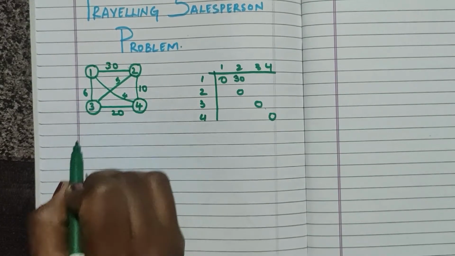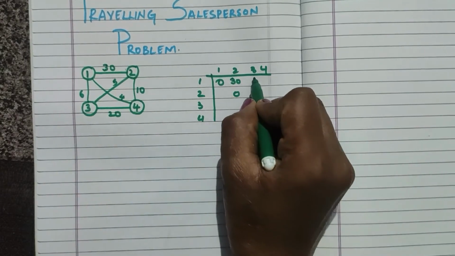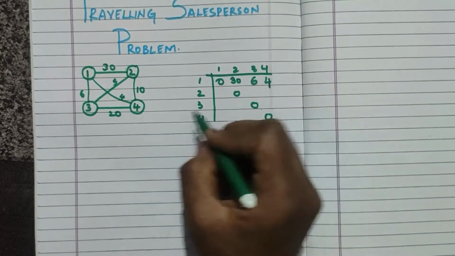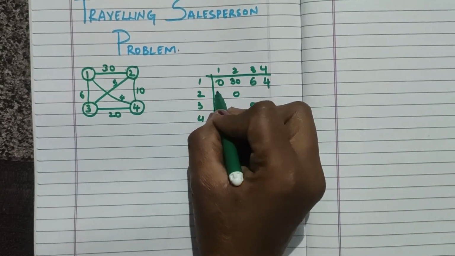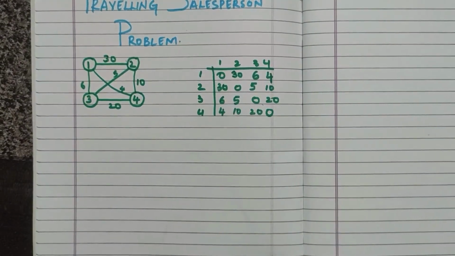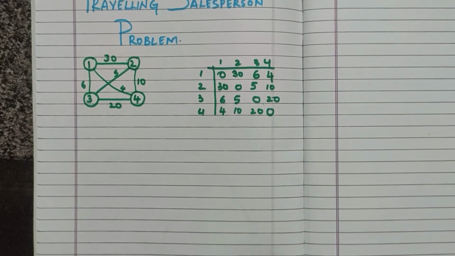or 0 value. Now 1 to 3. 1 to node 3, the value is 6. 1 to 4, the value is 4. Now 2 to 1, the value is 30. So this is how you have to fill your cost matrix table. Now I am done with the table. So let's start to solve this problem.